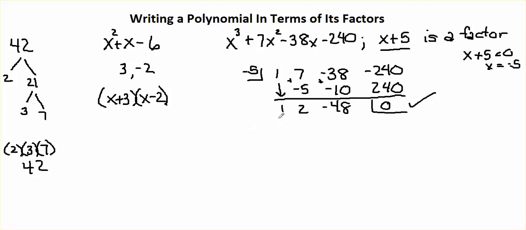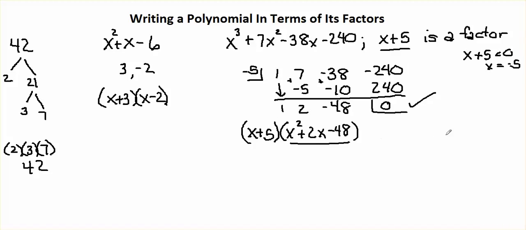So let's go ahead and build our quotient polynomial. It's going to be x squared plus 2x minus 48, and that, if we multiply it by x plus 5, gives the factors of x cubed plus 7x squared minus 38x minus 240. But are all of our factors prime? I'm thinking that this one can be factored again. So let's see. We know this one's prime because it's linear, but let's take a look at this one.